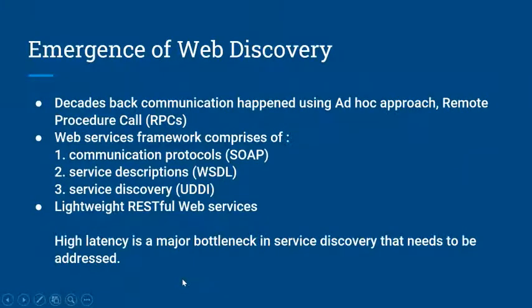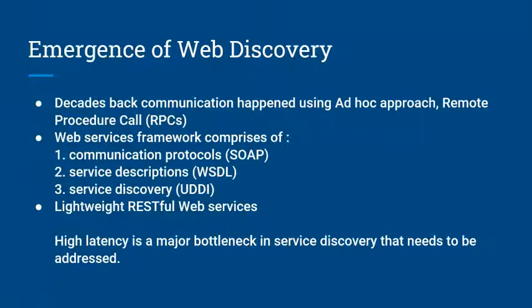So let me tell you a brief history about web service discovery. Decades back, when there were no web services, communication happened through ad hoc approaches, which used basic internet infrastructures, or through remote procedural calls, which are commonly known as RPCs. Then web services came into existence. So a web service framework comprises of communication protocols, which is usually SOAP or REST, then service descriptions, which are WSDL links, which we have been using throughout our assignments, projects, and service discovery.